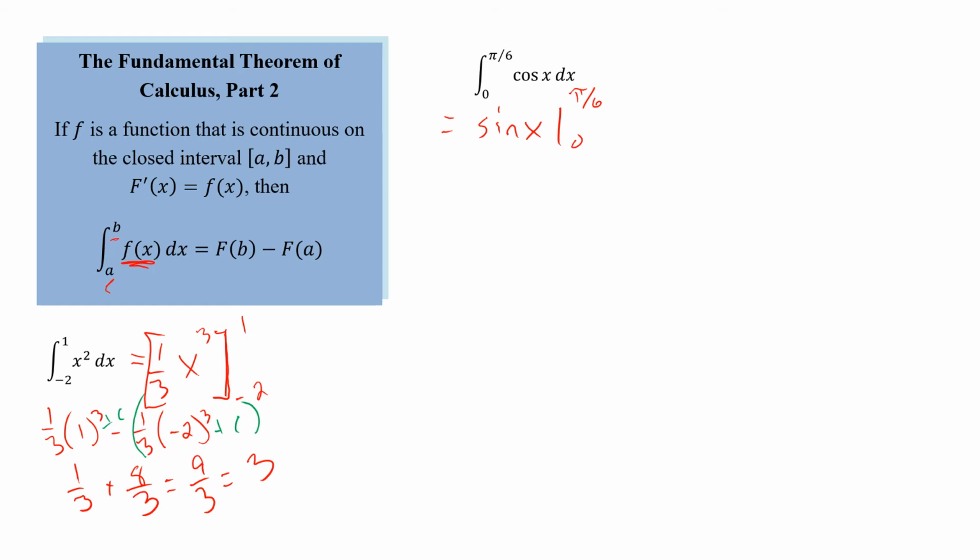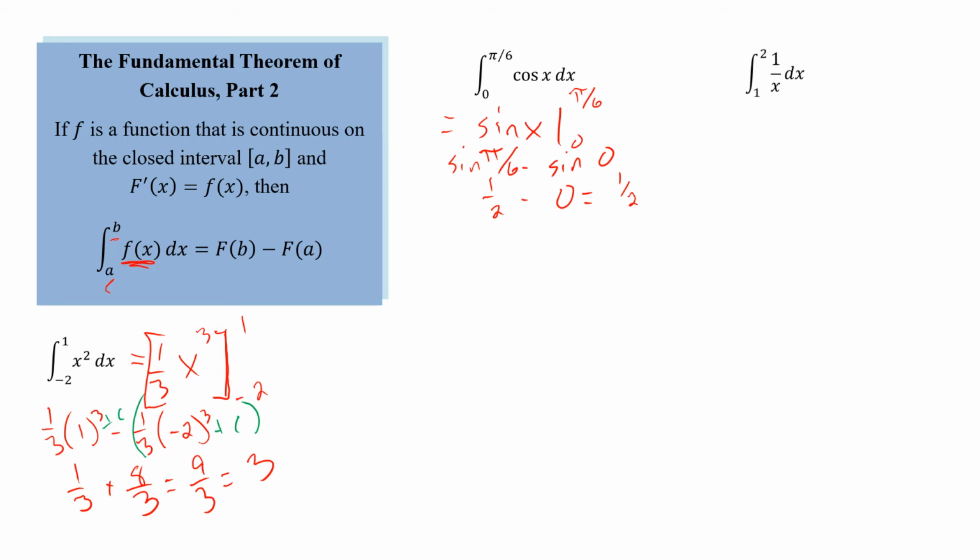So the derivative of sine is cosine, so the antiderivative of cosine is sine. We're going to plug in pi over 6, minus, plug in 0. Sine of pi over 6 is 1/2. Sine of 0 is 0. 1/2 minus 0 is 1/2. All right, so that's one with trig.